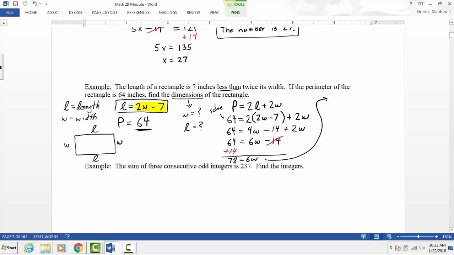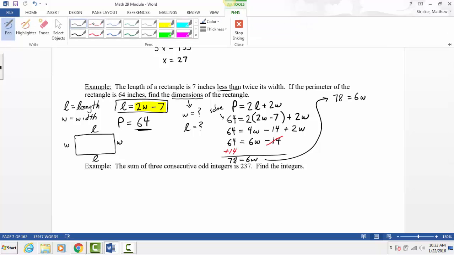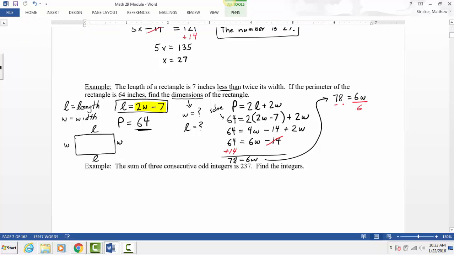Let's bring this up over here. 78 is equal to 6W. And we need to solve for W. We have to divide both sides by 6. So divide by 6, divide by 6, and that tells us what W, or the width, is. The width then is going to be 13.